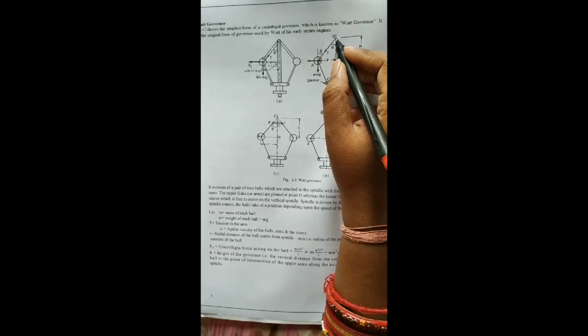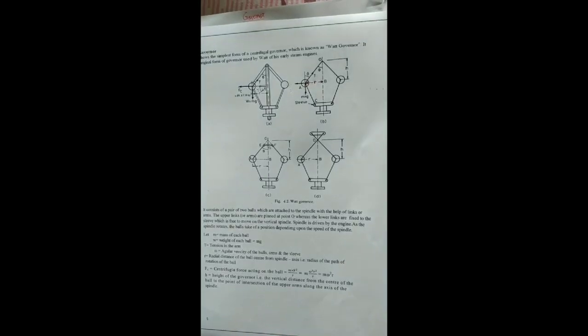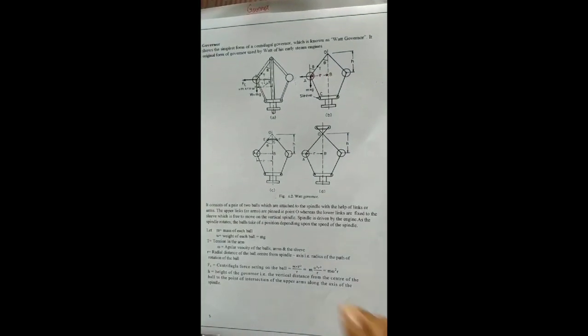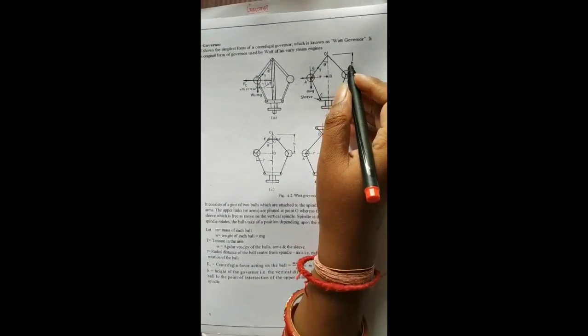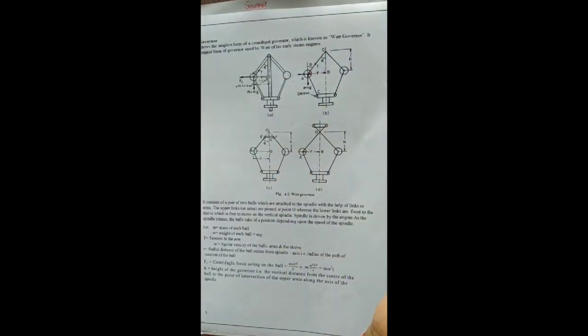Next, h. h is the height of the governor. The height of the governor is from point O to the center point of the ball. So this is the height of the governor. We now have to find out h, the height of the governor, and the speed, that is N.